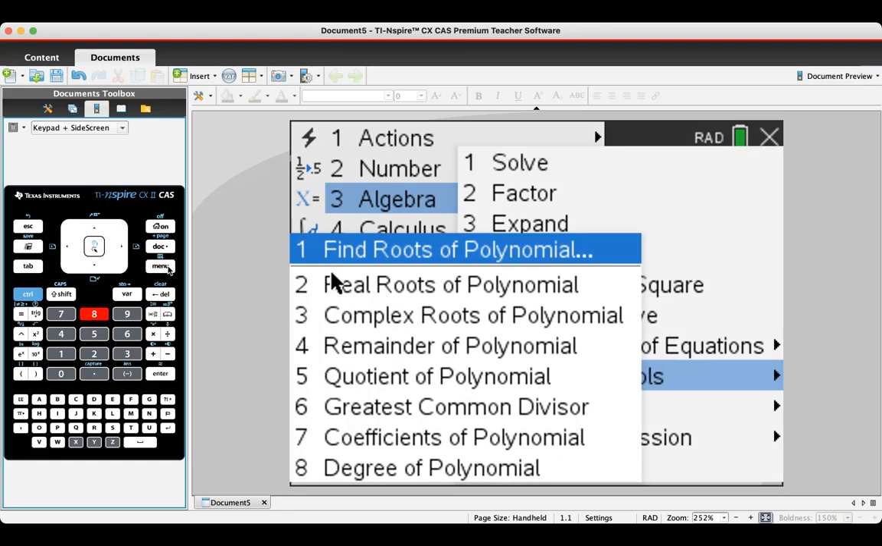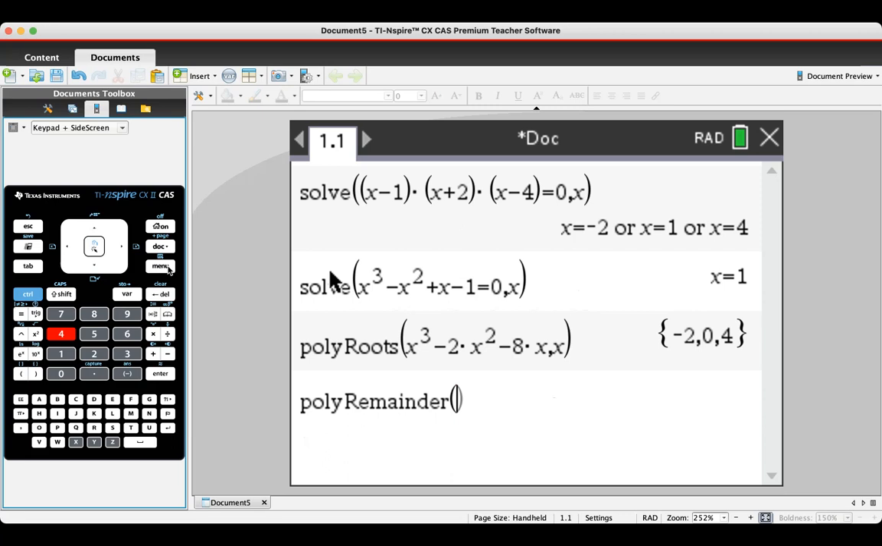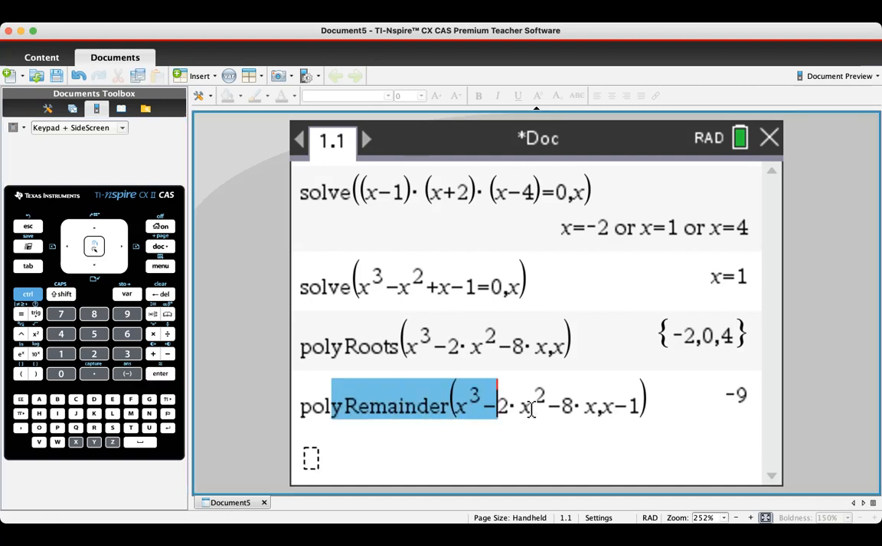If you needed to look for the remainder, for example, I meant remainder. So if I said x cubed minus 2x squared minus 8x, and let's say I want to say what happens when I divide this by x minus 1, what would the remainder be? It's -9. And if I do the same thing again, I'll just select and copy and paste it.